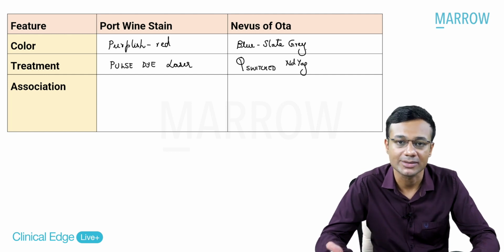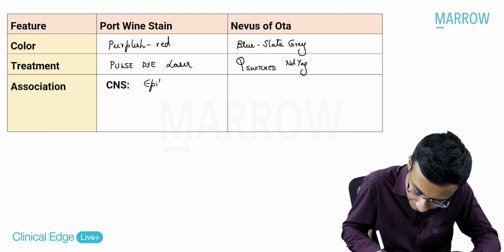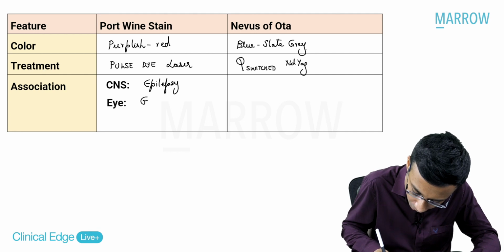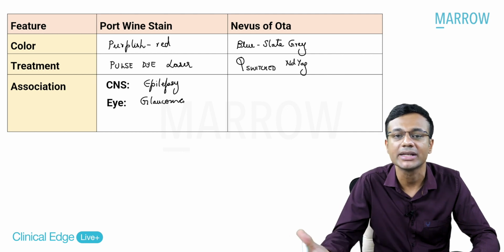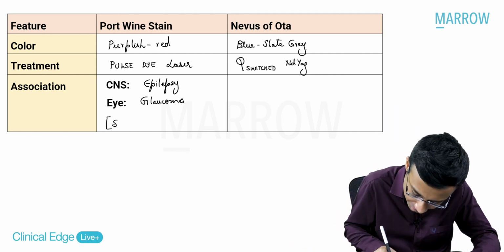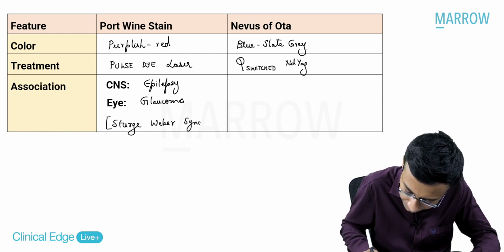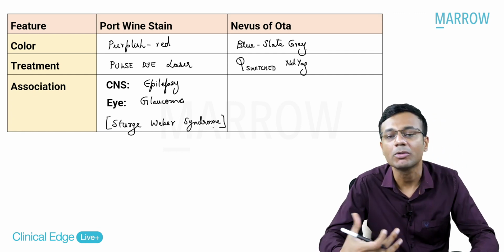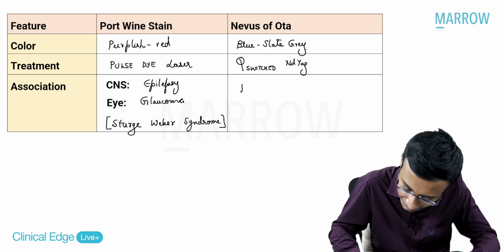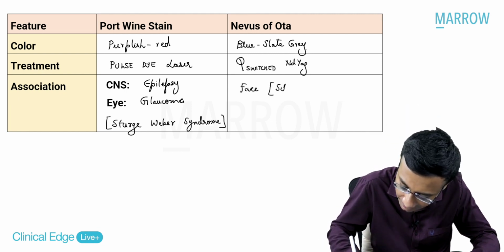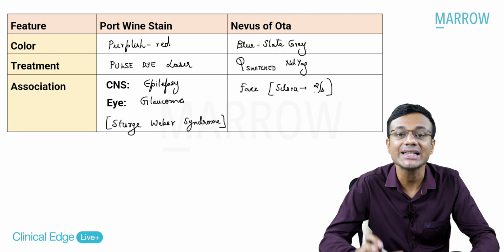What is port wine stain associated with? If there is a patient with a facial port wine stain with epilepsy in the brain and glaucoma in the eye, so please remember, if there is neurooculocutaneous involvement, then I'm going to be calling it Sturge-Weber syndrome. Whereas when I talk about nevus of Ota, please remember it follows the first and the second division of the trigeminal nerve. That is why face is involved and sclera is involved in 2/3 of the patients.